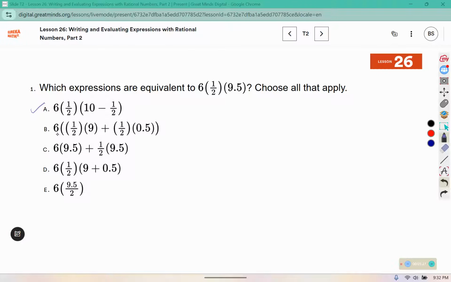This one I have 6 times half of 9. Well, half of 9 is 4.5 plus half of a half, which is 0.25. 6 times 4.5 plus 0.25, that would be 6 times 4.75. Is half of 9.5 4.75? Yes, that one would be equivalent.